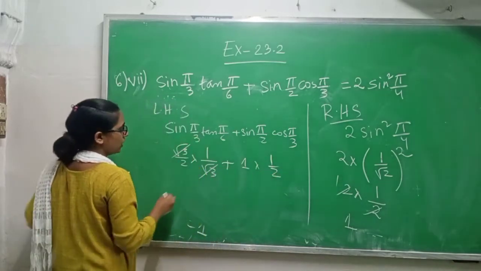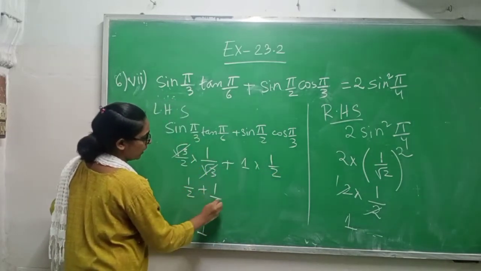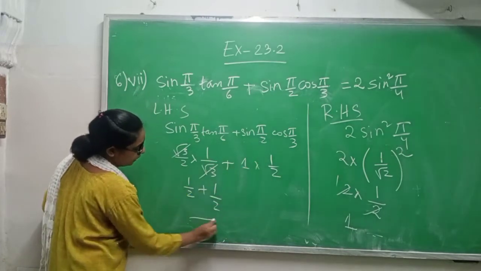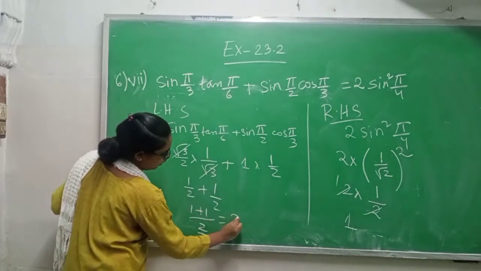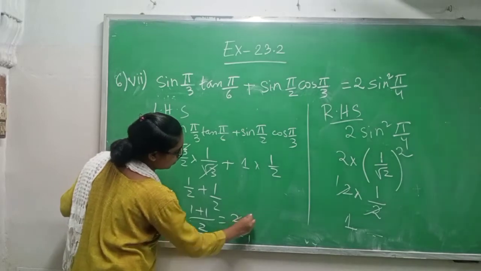Now root 3 root 3 cancel, 1 by 2 plus 1 by 2. 1 ones are 1 by 2. When you will take LCM, you will get 2 by 2. 2 ones are 2, 2 ones are 2.